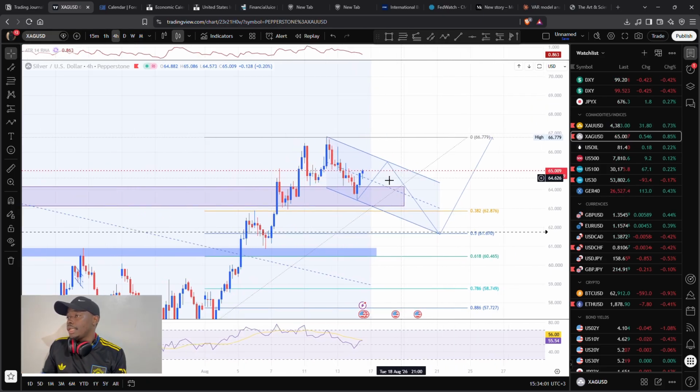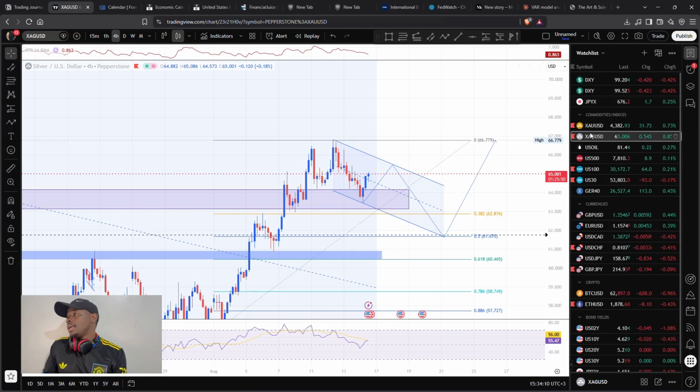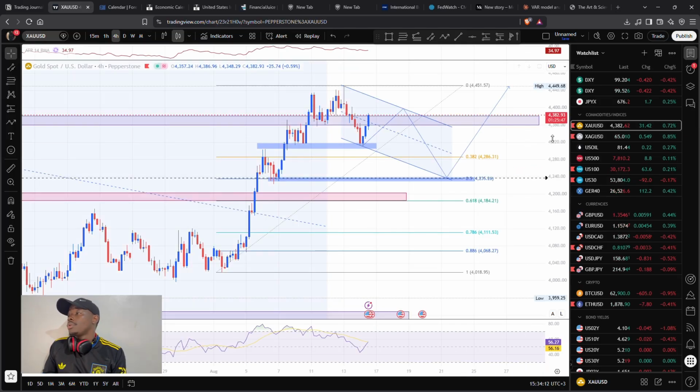I'm just interested in waiting to see if it does give me a retracement all the way back to the 50% fib level, at which point I will take a trade. I think it's the same case with gold.